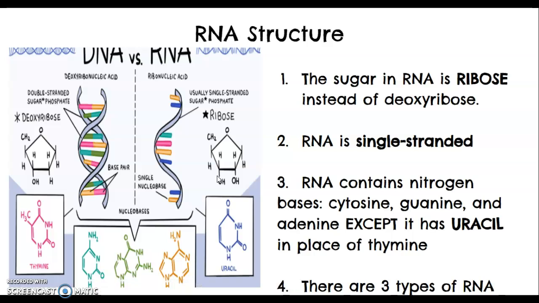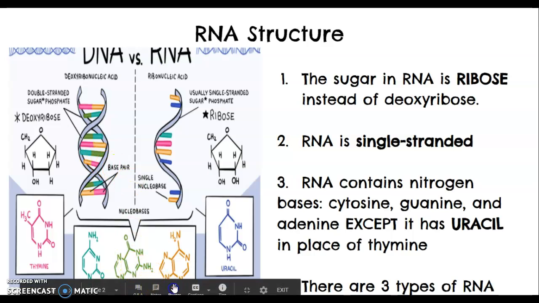So if we compare DNA to RNA, there are some noticeable differences. The first is that the sugar in RNA is ribose instead of deoxyribose. RNA is single-stranded compared to DNA that was double-stranded. And RNA is going to contain nitrogen bases. You can see you got cytosine, guanine, and adenine, except RNA has a new base called uracil, and it doesn't have thymine. So thymine's only found in DNA, and uracil's only found in RNA.